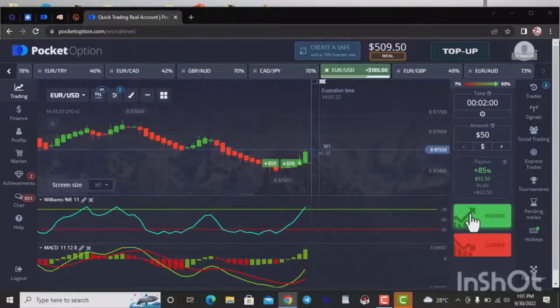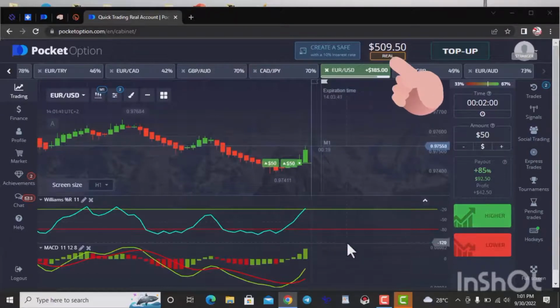Before you trade with your real account, please practice with demo. You'll be given $5,000 in your demo account to practice. Once you practice and you are sure of your ability, then you can trade with your real account. You can just click on the real icon on your balance. It will show you the options to switch back to demo and real.